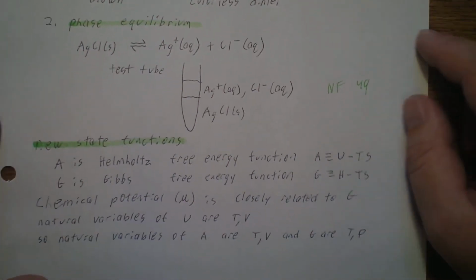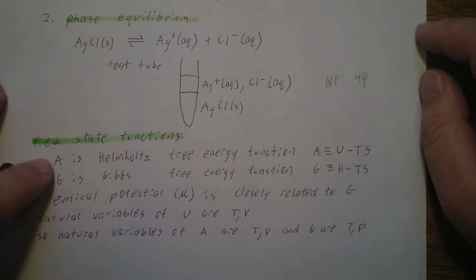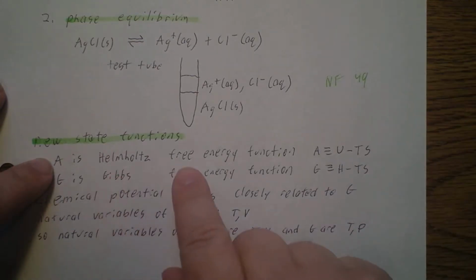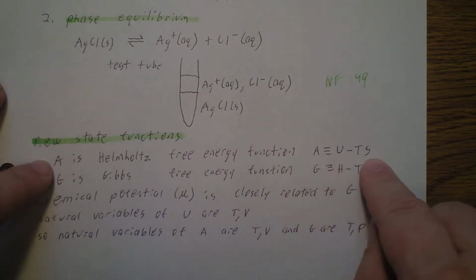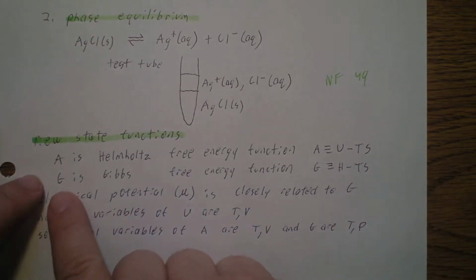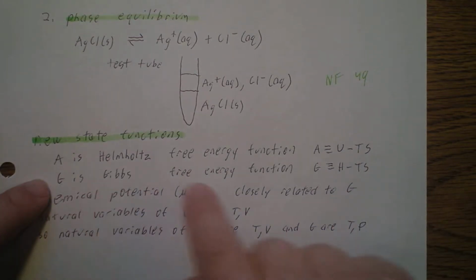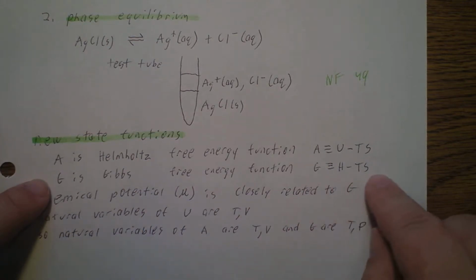Now we're going to talk about two new state functions. Capital A, not to be confused with area of course, is called the Helmholtz free energy function. A is defined as U minus TS. Now that we've defined entropy, we can use it. Now the Gibbs, capital G for Gibbs, is the Gibbs free energy function. G is defined as H minus TS.